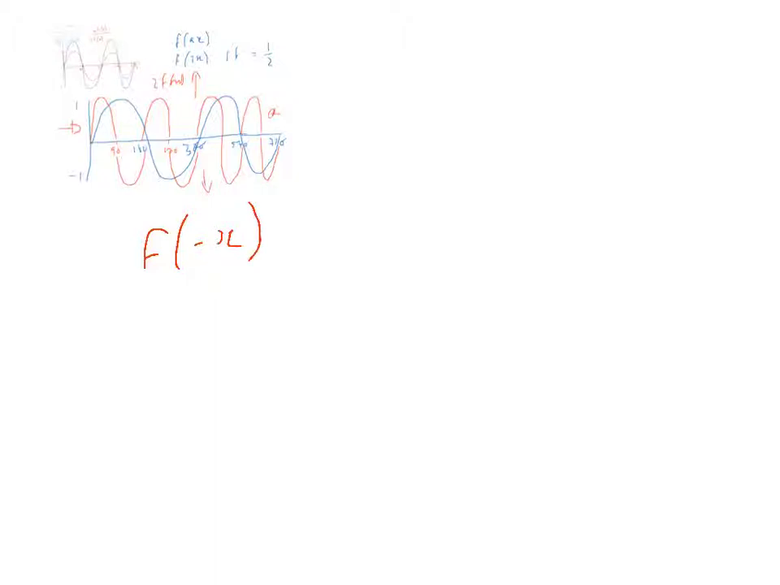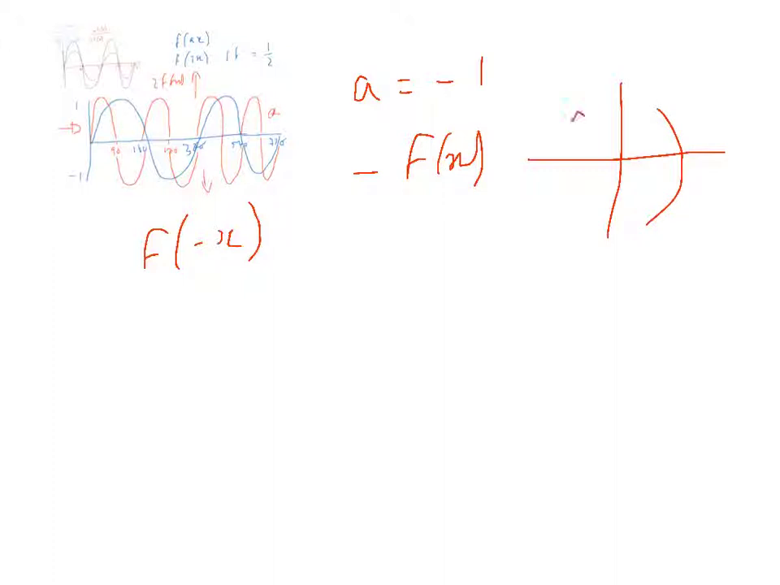So f of minus x. Remember, this is the same as when a equals minus 1. Before, for minus f of x, the graph flipped like so about the x-axis. This time the graph is going to flip about the y-axis.